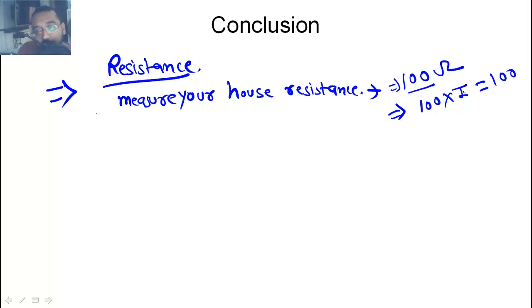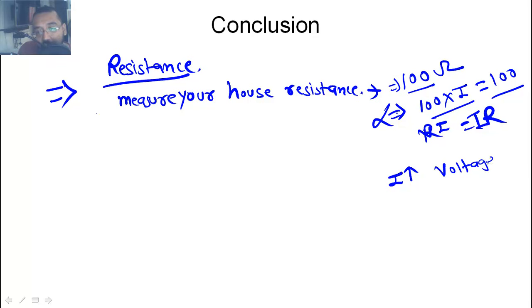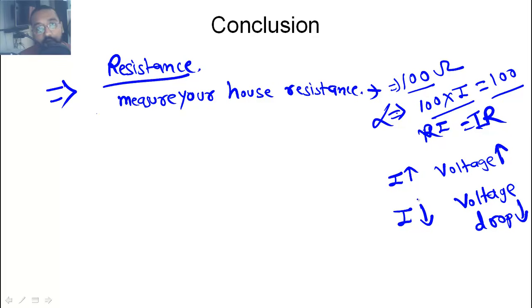So it will be around 100, or a multiplication of 100. It will be proportional to V and I, that is actually IR. Okay, so if your current is more, then the voltage drop across your house would be more. If your current consumption is less, the voltage drop would be less. But that is very minor and that will not affect your light bill.